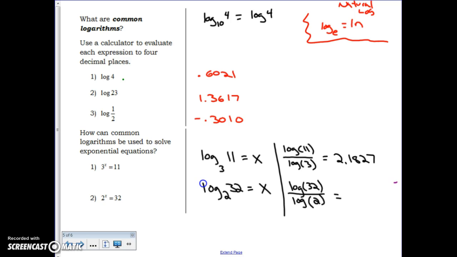So what are you waiting for? What did you get? Hopefully you got 5. If you think about it, 2 raised to the 5th power equals 32. So for the first one, x was equal to 2.1827, and for the next one, x was equal to 5. Hopefully you have a better understanding of logarithms and exponential functions and how they're related. Now you can try the practice problems on your own.